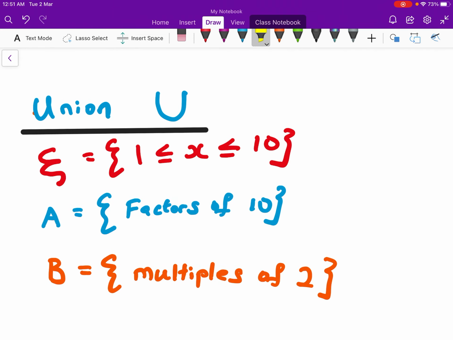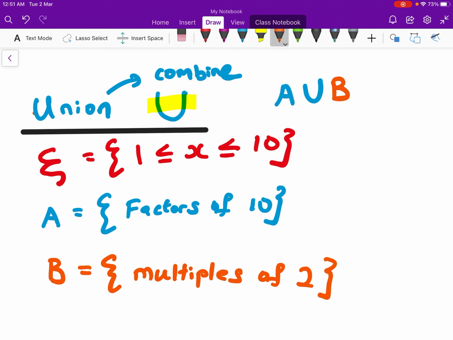Next I want to go to union. From the English word, union means combine, right? So I have a symbol like a U. Union means combine. Same thing, now we are given this universal set. A is a factor of 10, B is a multiple of 2. So what do I mean by A union B? Just now A intersect B was the common things. I only wanted the common things.